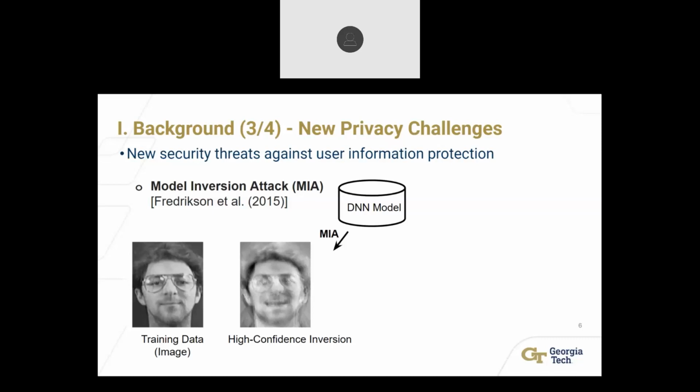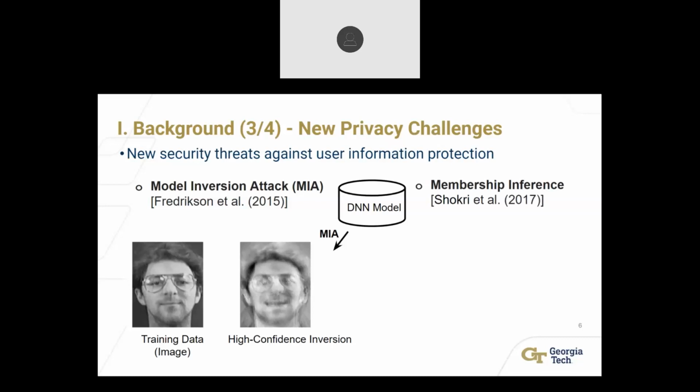But here I have to say it's a special case because they don't really find some other label, but it's a demonstration showing that by inversion you can recover high-confidence data similar to its training sample.